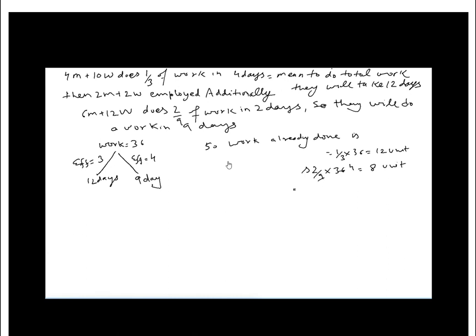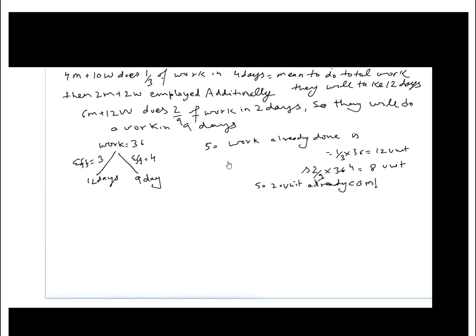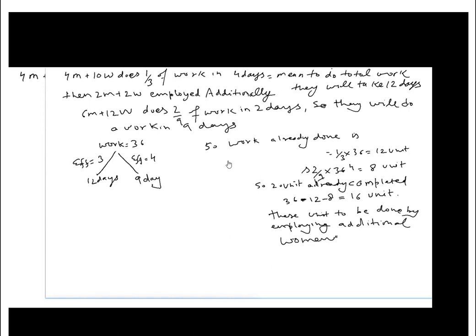So they will complete 8 units of work. So the total units of work completed will be 20. And the total units of work are 36. So how many units are left? 16 units, and these units are to be completed within 3 days. Then how many more women must be added to do 16 units in 3 days? The efficiency should be 16 by 3.